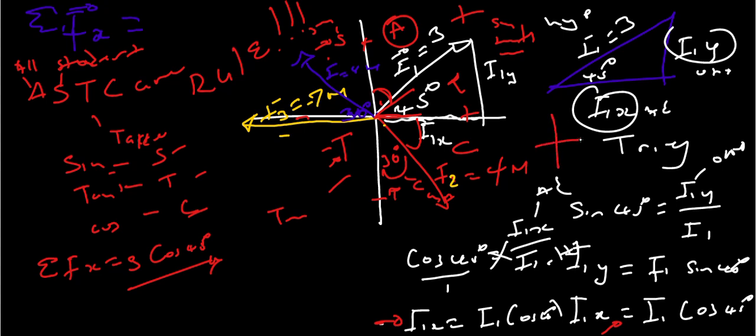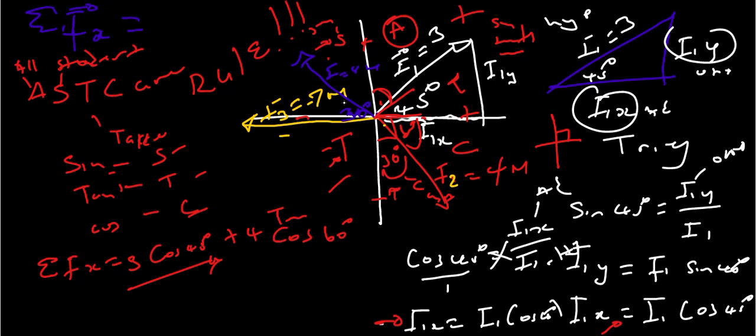Remember, this side is 90 degrees, and this side is also 90 degrees. So if we have 30 degrees here, this is going to be 60 degrees here. Remember, it's cos here, and only cos is positive, so we are going to say positive. Our F2 is 4 Newton cos of 60 degrees. The 60 degrees is on the x-axis, not on the y-axis, always.